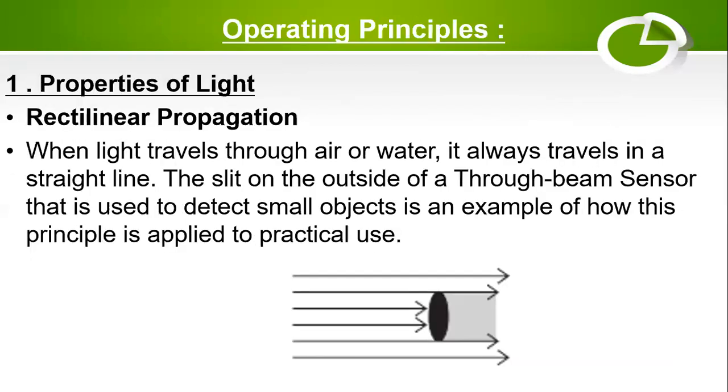Now we can see the operating properties. The first one, properties of light: rectilinear propagation. When light travels through air or water, it always travels in a straight line. The slit on the outside of a through beam sensor that is used to detect small objects is an example of how this principle is applied to practical use.